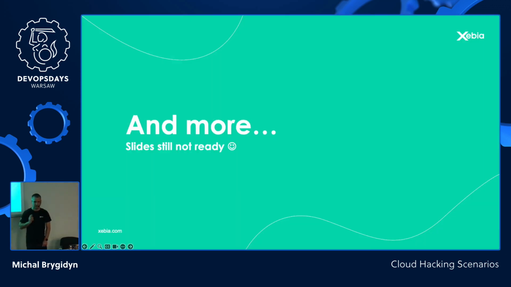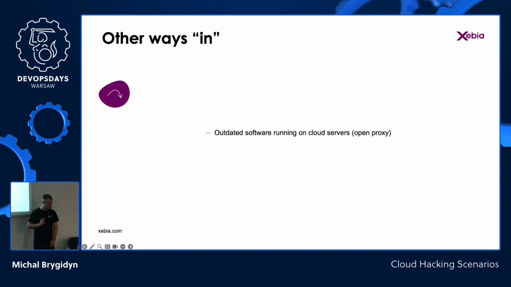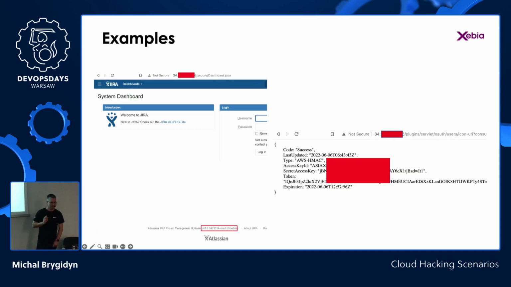And there are more scenarios that I decided to create slides for 2 years ago, and the slides are still not there, but here we go. Outdated software running on cloud servers like EC2s. This is an example of Jira, but any Atlassian product from 2017, and there are plenty still running on these versions.